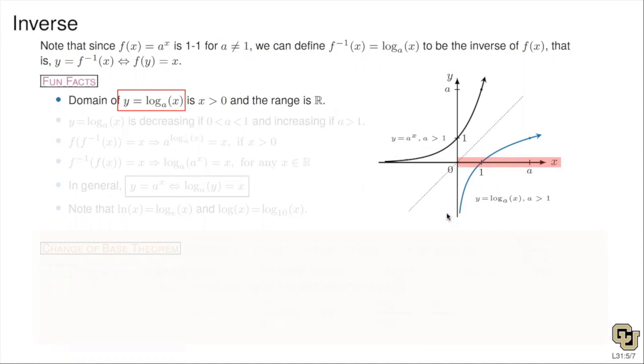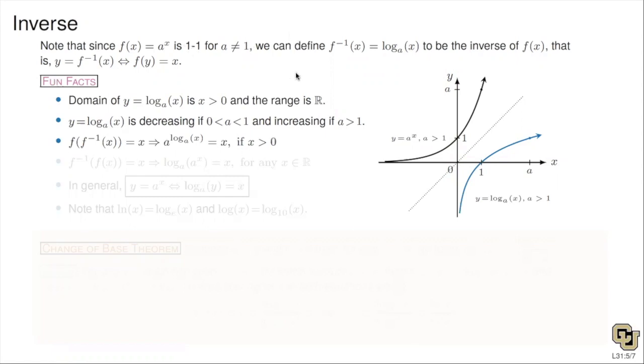You can see that the range is all of R. You can see here, it'll be decreasing if a is greater than 0 and less than 1, and it'll be increasing if a is greater than 1. We have the same inverse relationships as the exponential function and the natural log. a raised to the log x base a. So here, the base a and the log cancel, and we get back x. So that's very similar to e to the ln of x is equal to x.